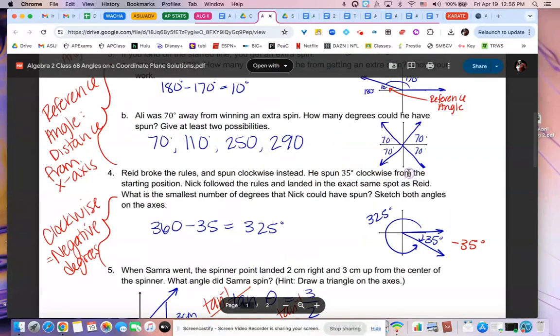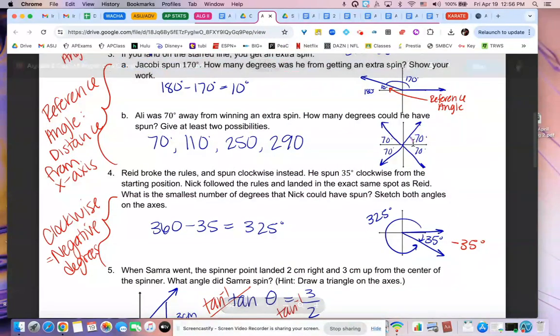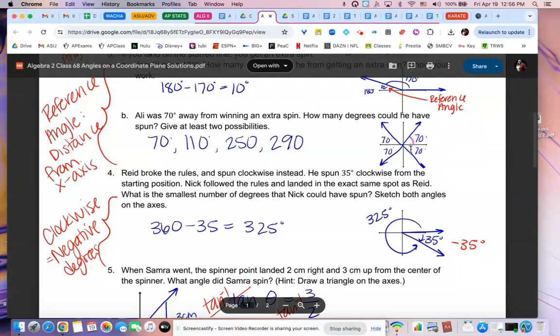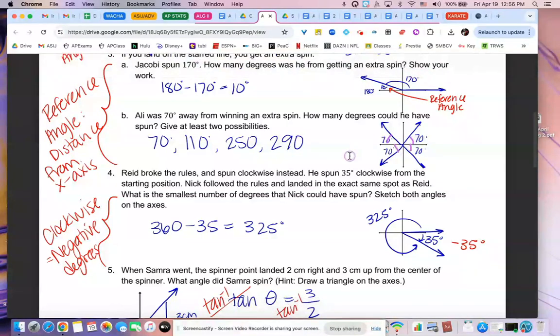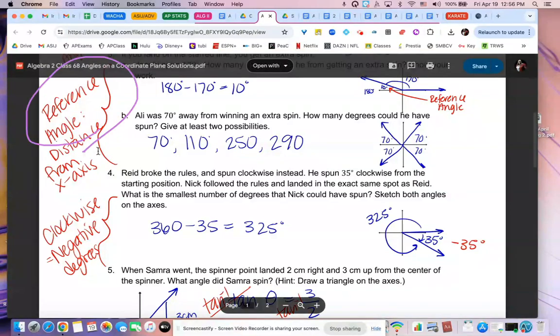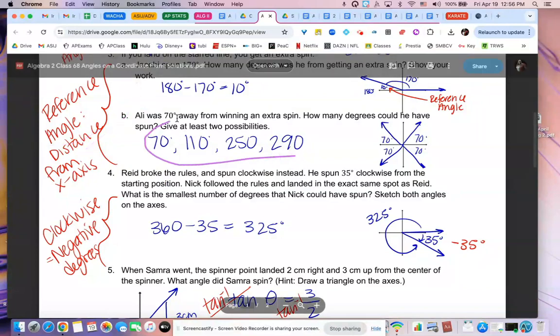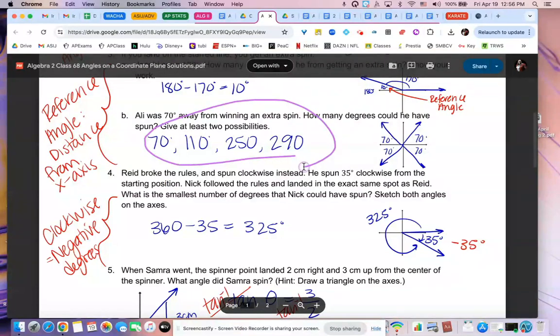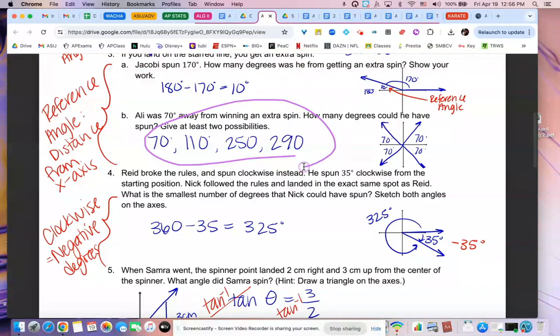So that's what's going on here, trying to get you to see that this is a reference angle of 70. This is a reference angle of 70, 70, 70. All of those are considered 70-degree reference angles. It's always next to the x-axis. So you can see on the left here, it's talking about reference angles. Any of these angles would end up with the same reference angle of 70 degrees.